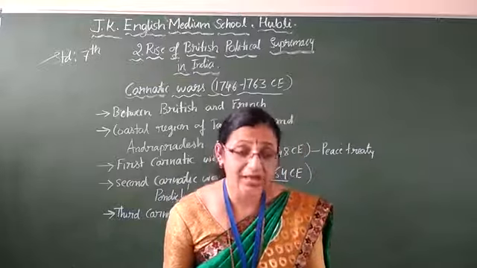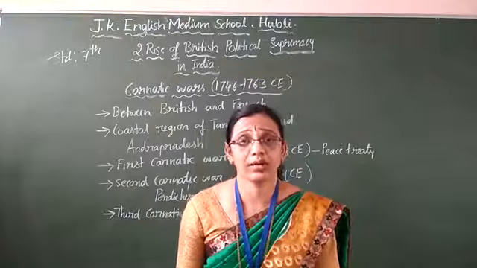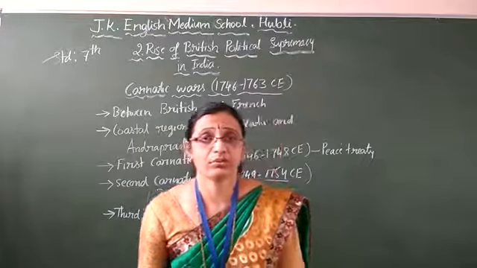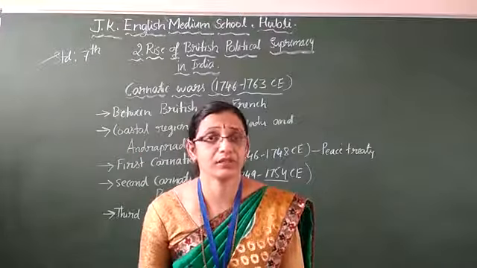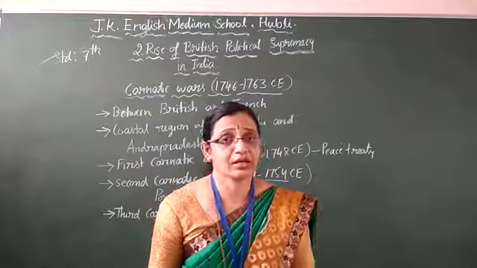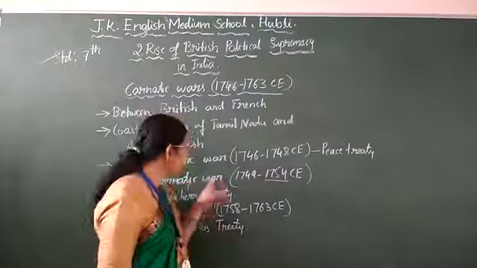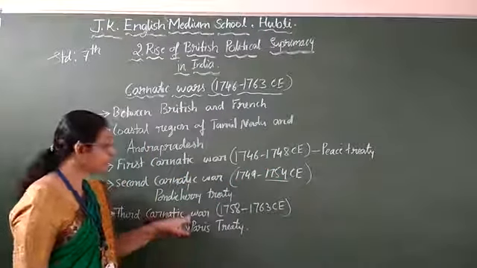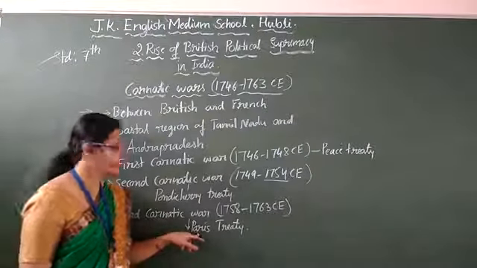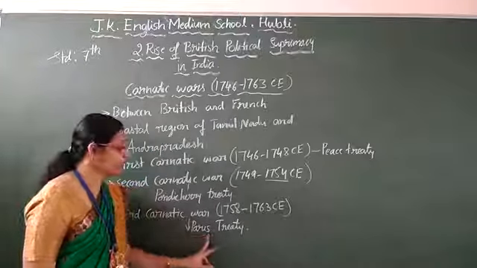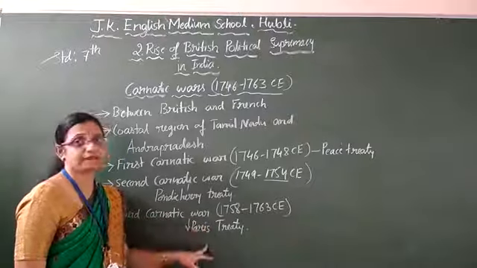The French were the last to go from India. Only some islands were under their control, but within India all the regions were surrendered to the English. This is the result of the third Carnatic War. I hope you understood the causes and results of all three Carnatic Wars. In Europe, the war between the British and French ended in the Paris Treaty. The same was applied in India, so the third Carnatic War ended.